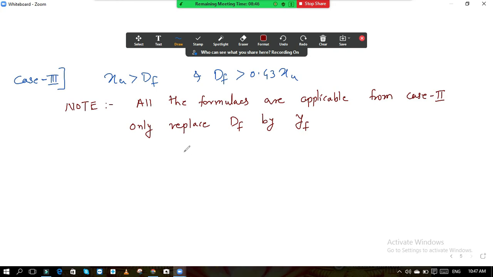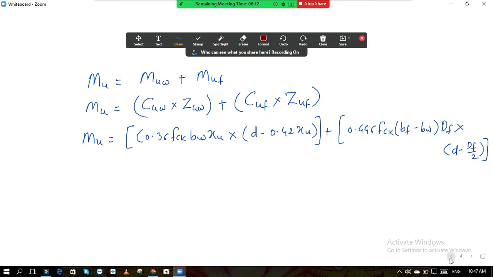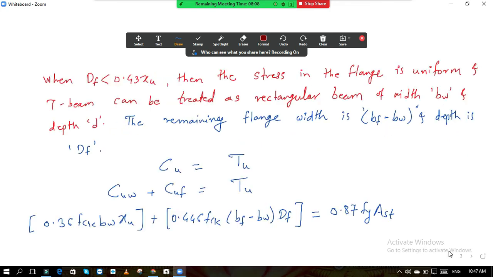Now what is this YF? The formula for YF is 0.15 XU plus 0.65 DF. By using this formula, 0.15 XU plus 0.65 DF, you will get the term YF. And if you replace this DF in the previous formulas of case number 2 by YF, then for case number 3 your formulas will be ready. Now if we see the formulas in case number 2, we are going to apply all the formulas from case number 2.